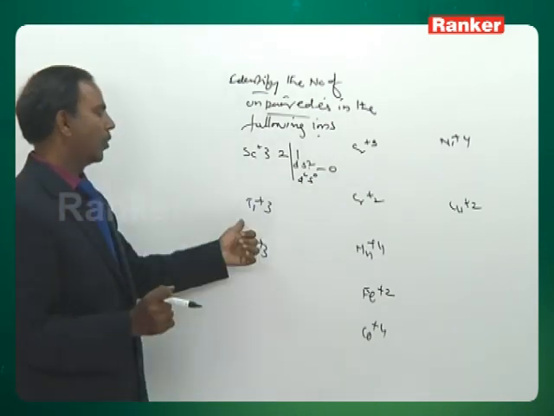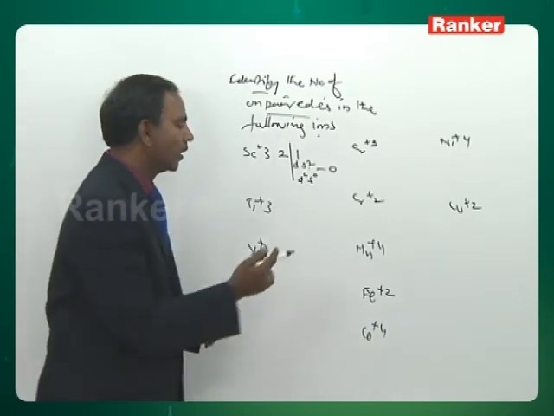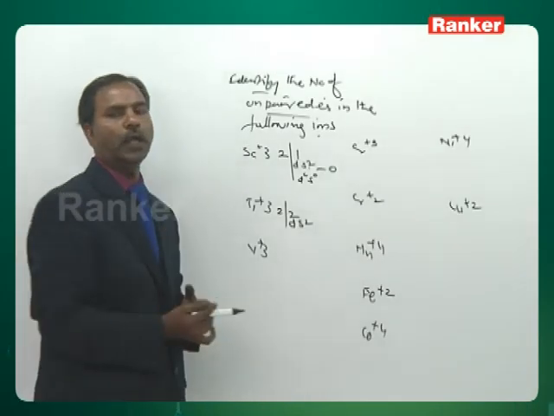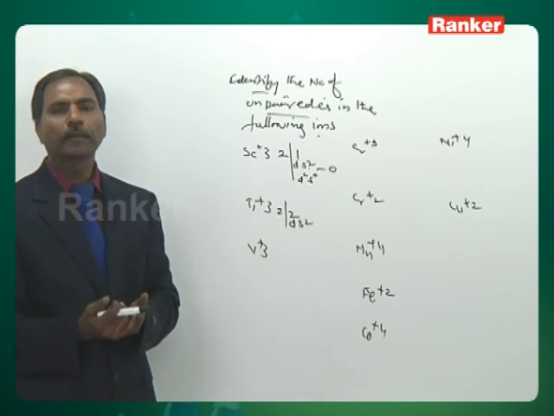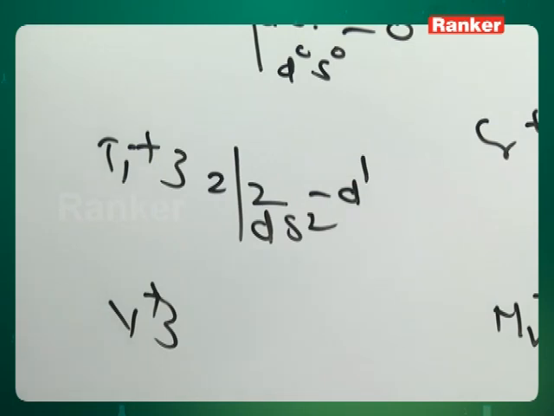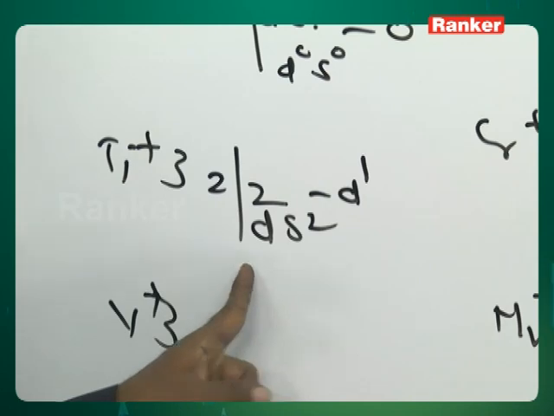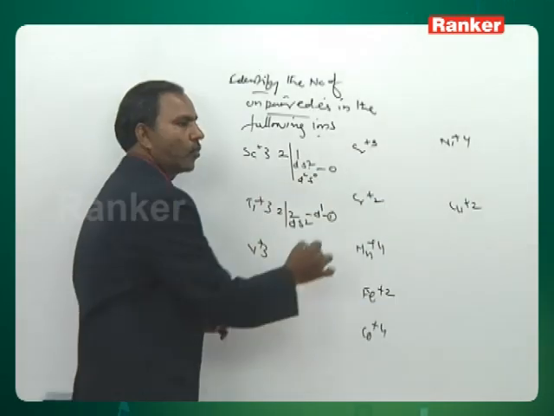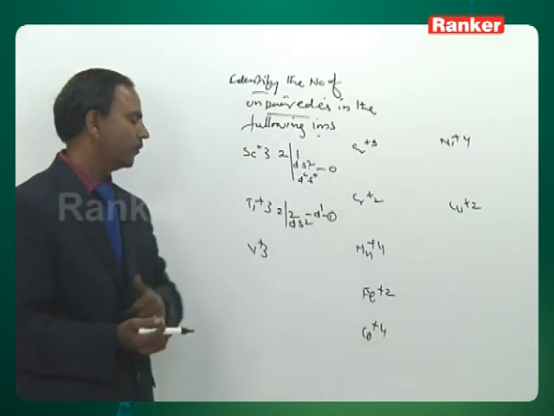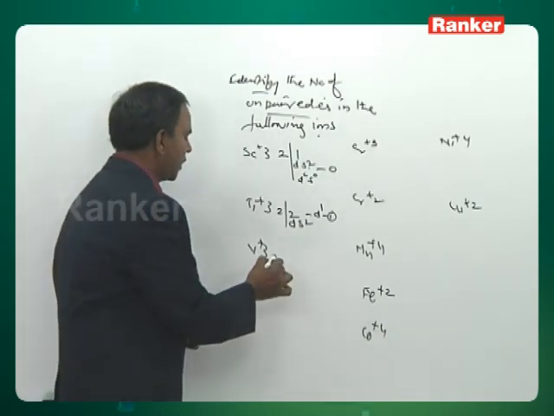Next come to titanium plus 3. What is the atomic number of titanium? 22. 22 means what? d2s2. How many electrons are lost here? 3. 3 means what is remaining? d1 is remaining. 2 electrons from s, 1 electron from d. Remaining configuration is d1. Therefore, the unpaired electrons remaining is 1. So, in titanium plus 3, the number of unpaired electrons is 1. Coming to vanadium plus 3. What is the atomic number of vanadium? Say 23.